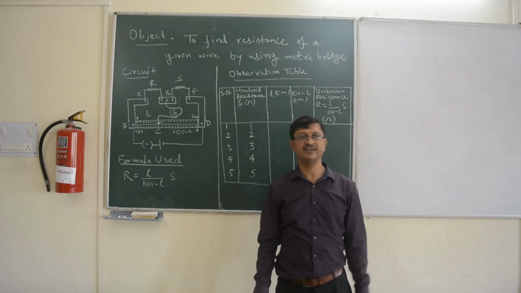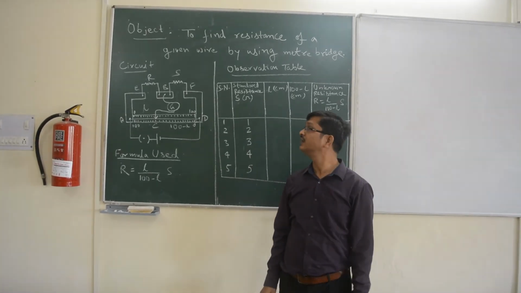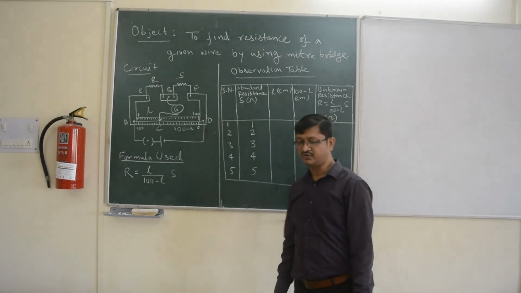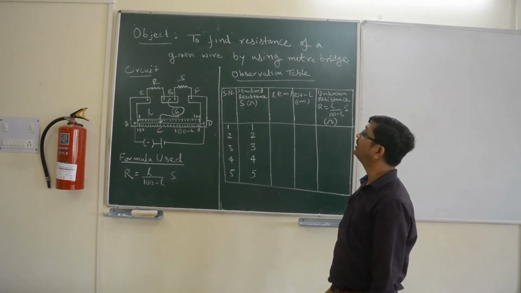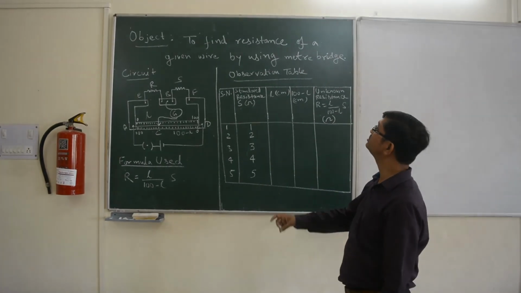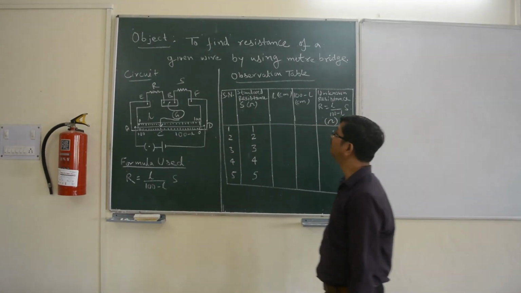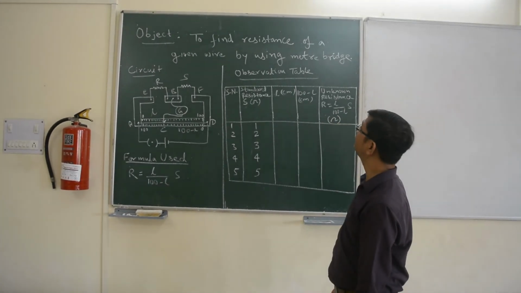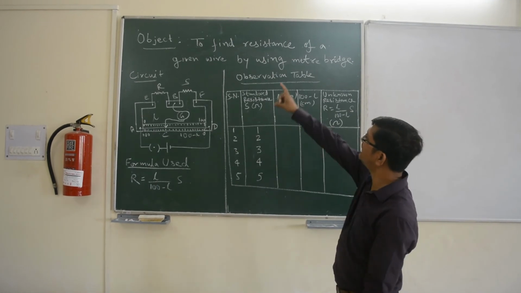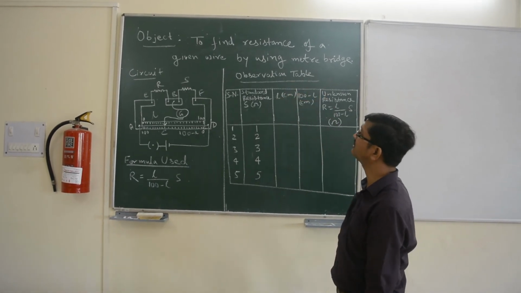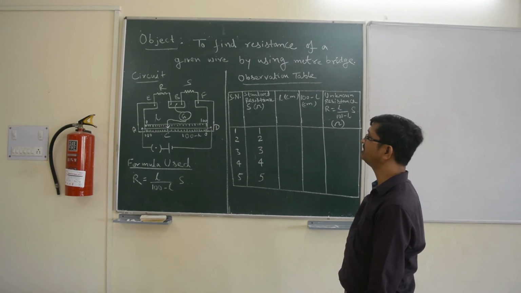Yes, children, welcome to this physics lab. Today we are going to perform one experiment. The object of the experiment is to find the resistance of the given nichrome wire by using a meter bridge. You can see I have written here: to find the resistance of a given wire by using a meter bridge.